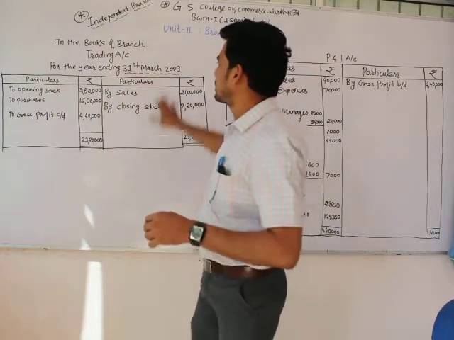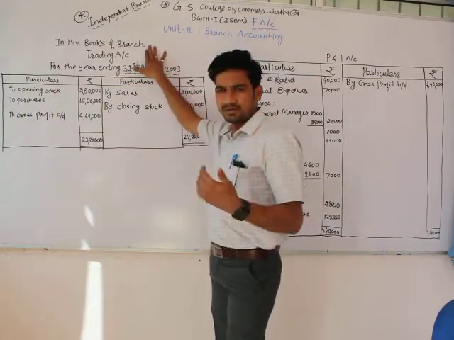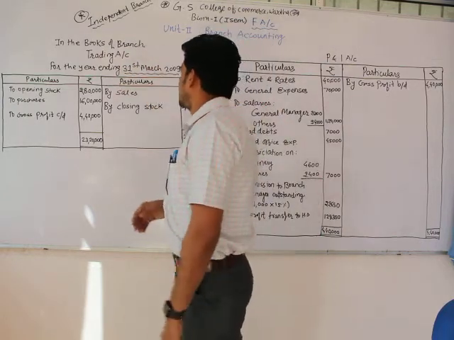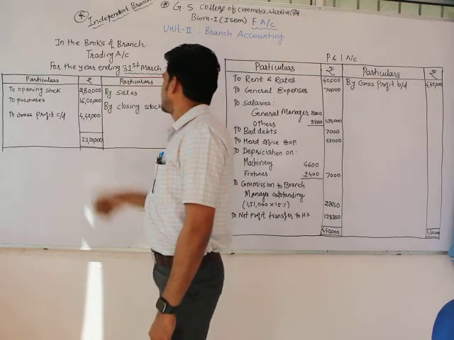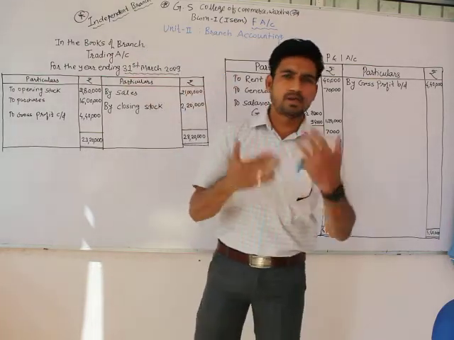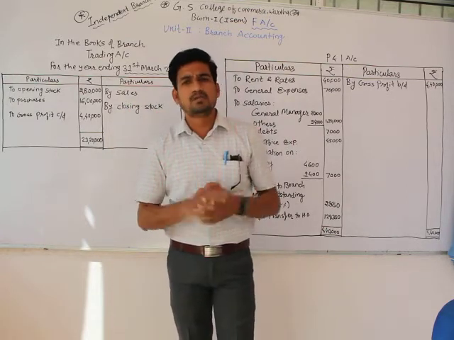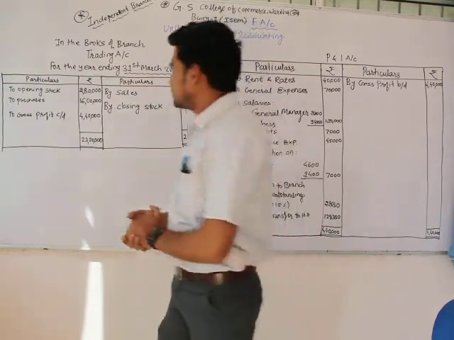Now we will move to the trading account. In the books of the branch, whatever the name of that particular branch, we will write here. Trading account for the year ending 31st March 2009. Okay, we are in 2021 and we are taking a problem of 2009. It doesn't matter because the concepts will remain the same.